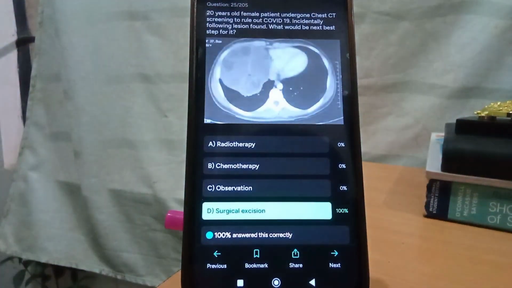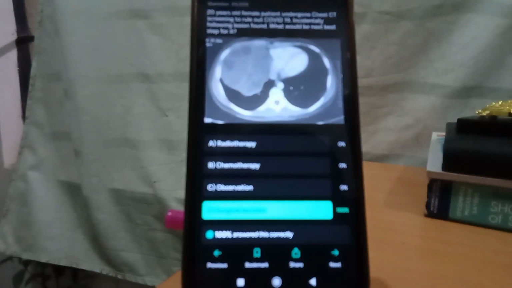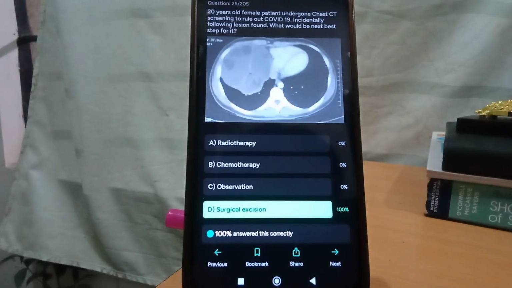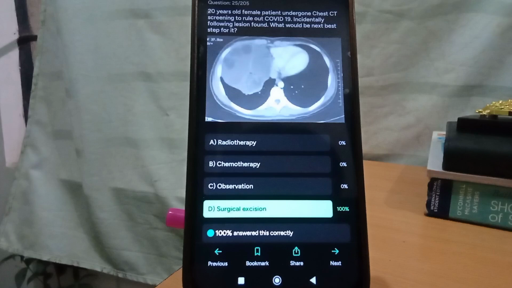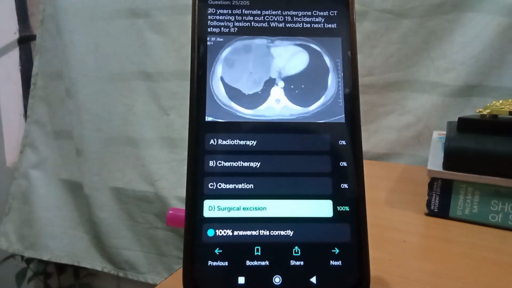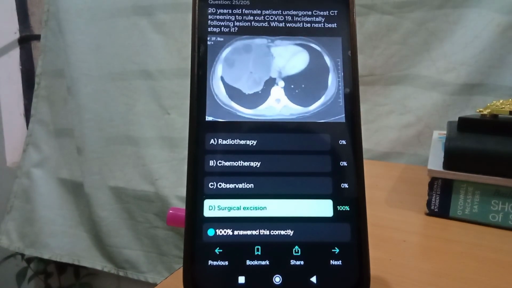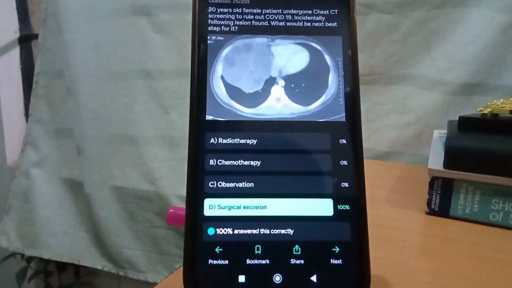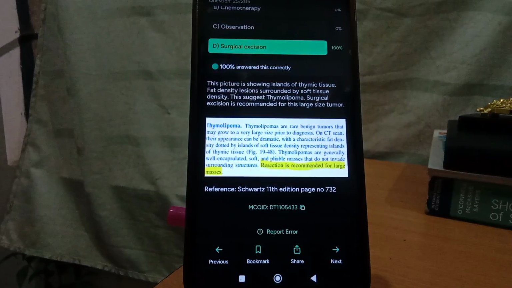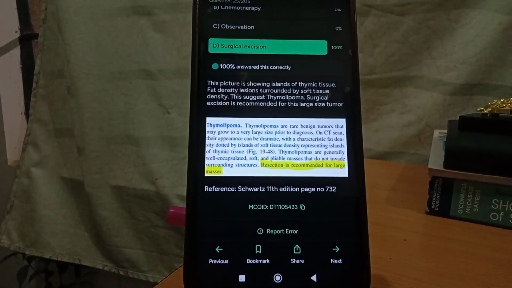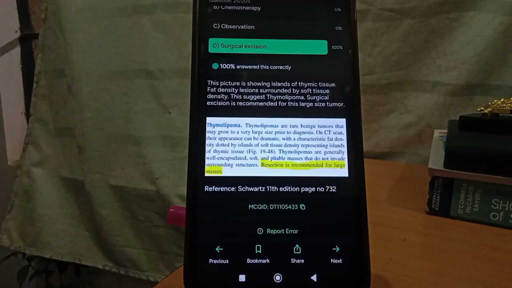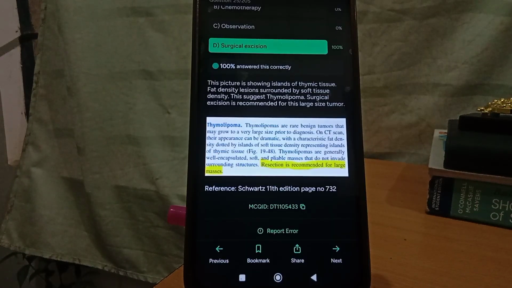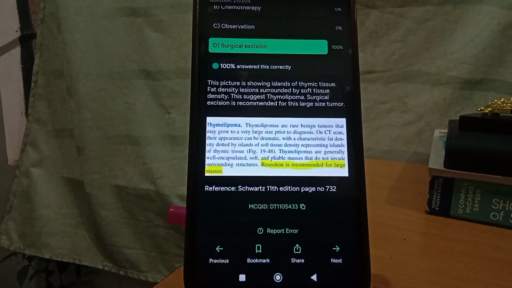Next is a 20-year-old female patient who underwent chest CT screening to rule out COVID-19. Incidentally, the following lesion was found. What will be the next best step for it? So this picture shows islands of thymic tissue, a fat density lesion surrounded by soft tissue density. This suggests thymolipoma. Surgical excision is recommended for this large size tumor.